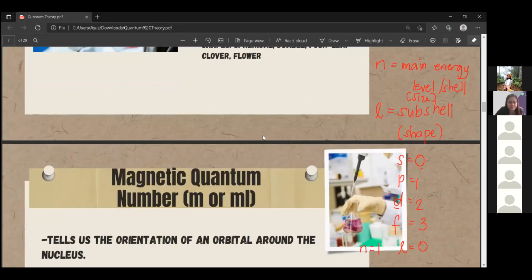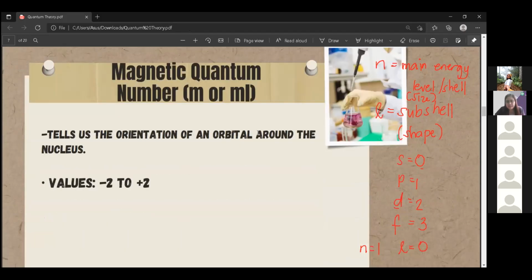Okay. Let's have the third one. The third one is called magnetic quantum number that is represented by m or ml. Okay? So, paano naman si magnetic quantum number? It actually tells us the orientation of an orbital around the nucleus. So, this is more of the orientation. Ganito.